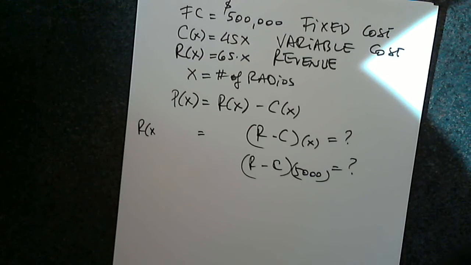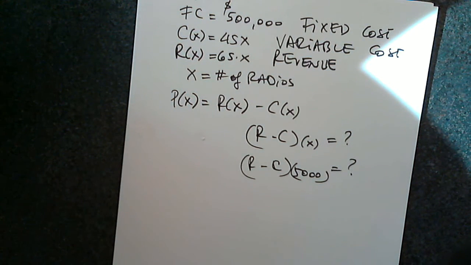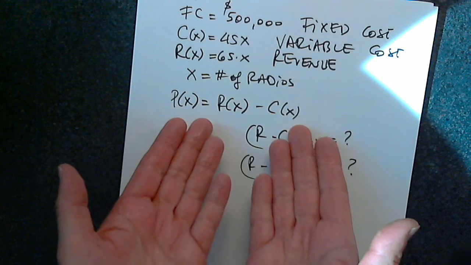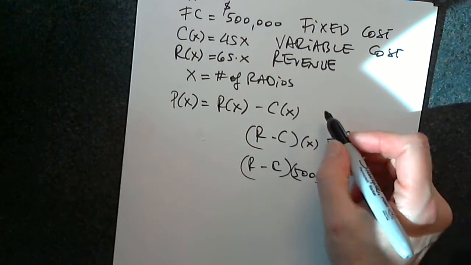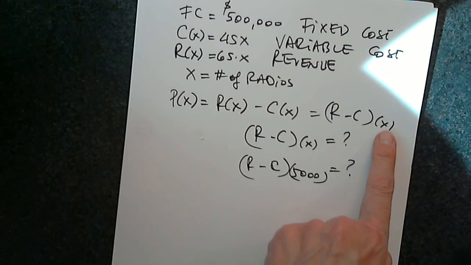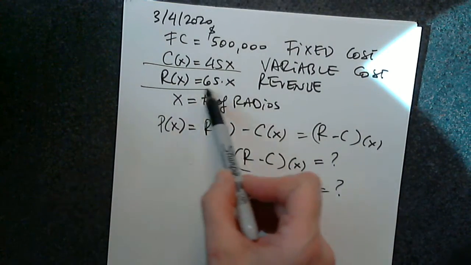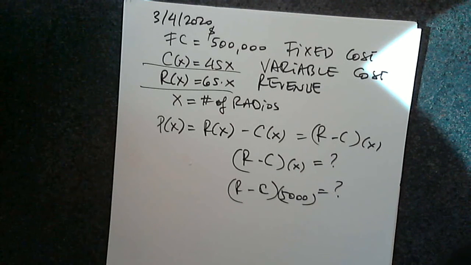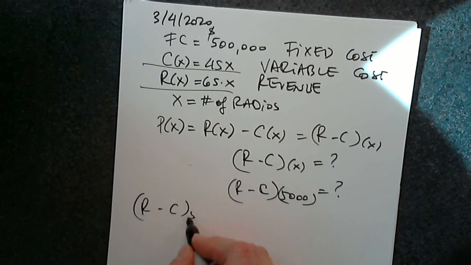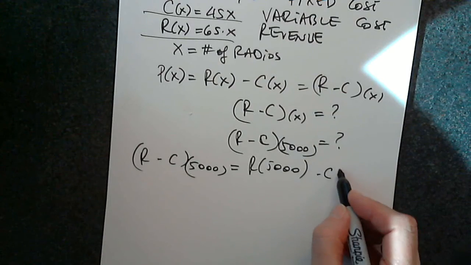Perfect question. Okay, so this is a profit function, and it's determined by subtracting the total cost from the revenue. Because we know what this means, by definition, R minus C of X is R of X minus C of X. If I put here 12,500, that's all I have. We already created the functions before we even looked at the question. So R minus C of 12,500 will simply be R of 12,500 minus C of 12,500.